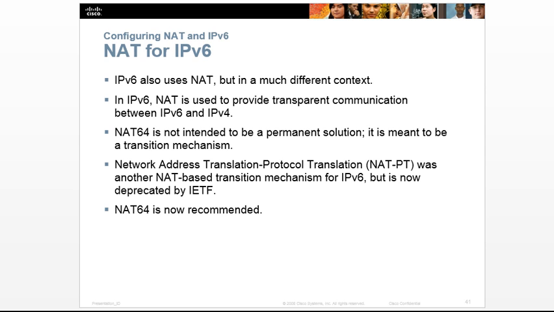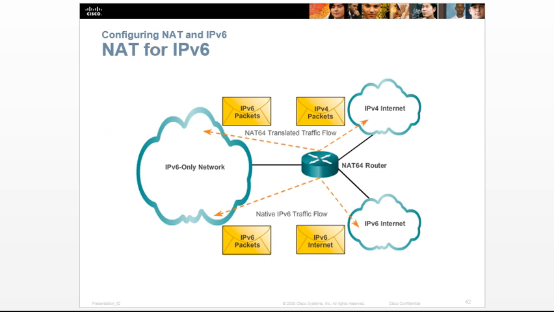So from that, IPv6 uses NAT in a way, but in a much different context. In IPv6, NAT is used to provide transparent communication between 6 and 4. NAT64 is not intended to be a permanent solution, but it's meant to be a transition mechanism. Network address translation-protocol translation is another NAT transition mechanism for IPv6, but has now been deprecated. NAT64 is what is now recommended.